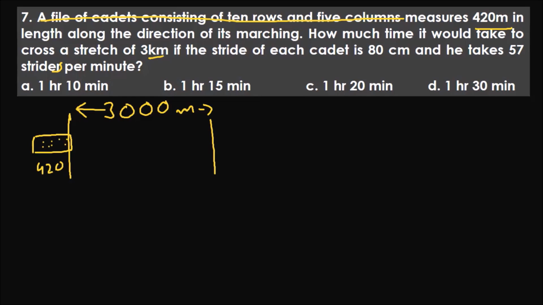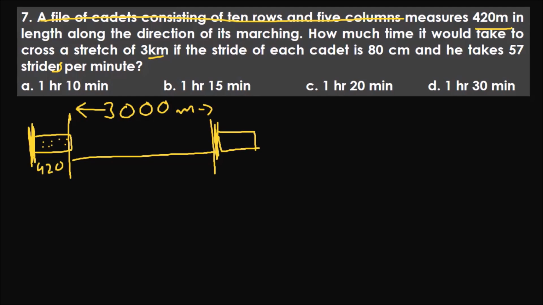First of all, it has to cover this 3000 meters, yes. But when do they actually completely cross the entire length of 3000 meters? When the last person of this file crosses the entire length of this land. That means this last person over here has to come till here.